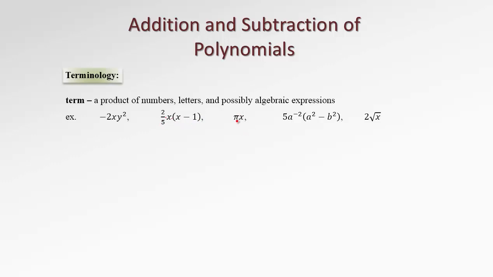Another example, pi x. A simple term, however the coefficient is denoted by a letter rather than a number, although this letter pi really represents a number. And the following example, 5a to the negative 2 times the bracket (a squared minus b squared). So yes, it's a single term because we multiply a number, a to the negative 2, which is a certain expression, and another expression because it's in a bracket. So it's a product of three factors.